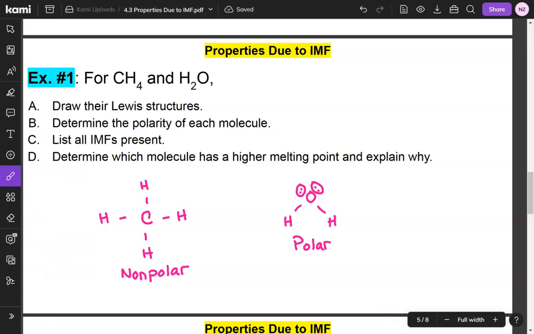All right, let's determine all of our intermolecular forces that are present. So for our nonpolar molecule, LDF is the only intermolecular force that's going to be present. For our water, it's polar, so we're going to have LDF, and we will also have dipole-dipole. We also want to look for hydrogen bonding. And remember, hydrogen bonding, you're looking for HF, HO, or HN. And we have two of those right here. So I have two HO bonds, so we have hydrogen bonding here.